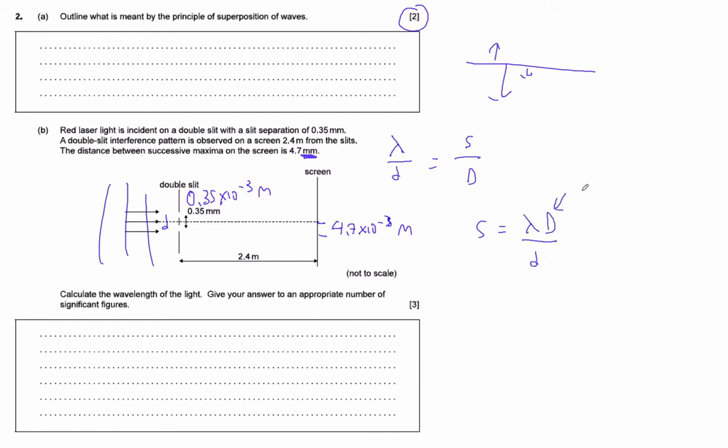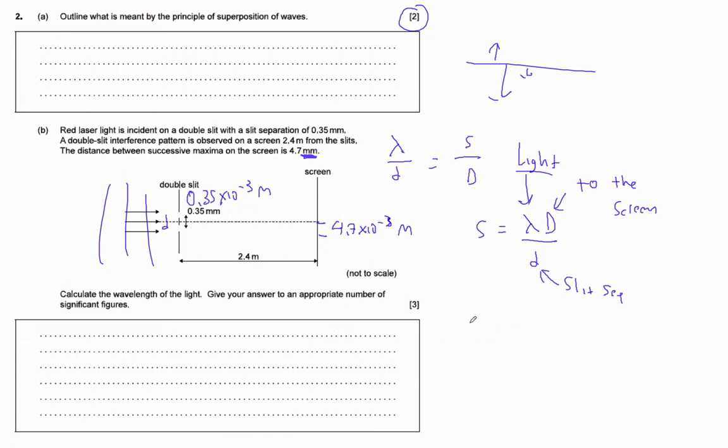So that D is the distance to the screen, and that d is the slit separation. And this is for light, although you could do this with sound. You could have a couple of holes in a wall and you'd get loud, soft, loud, soft, loud, soft there, right?